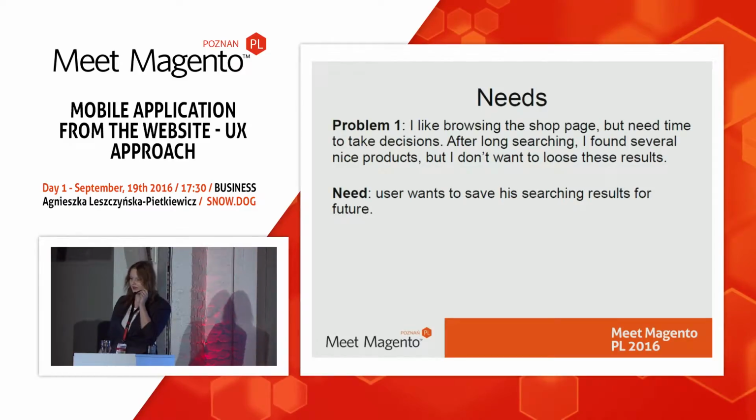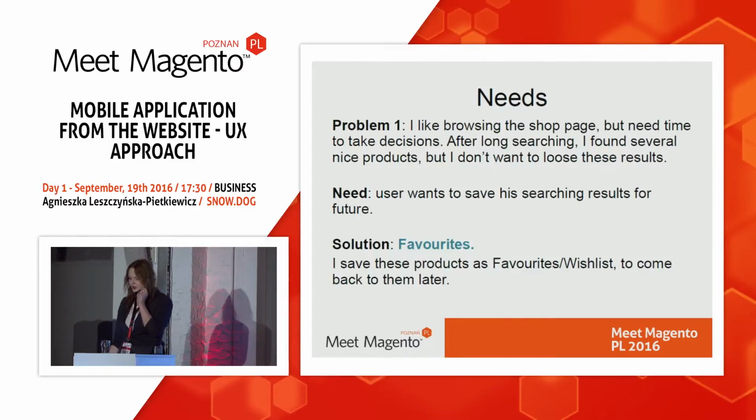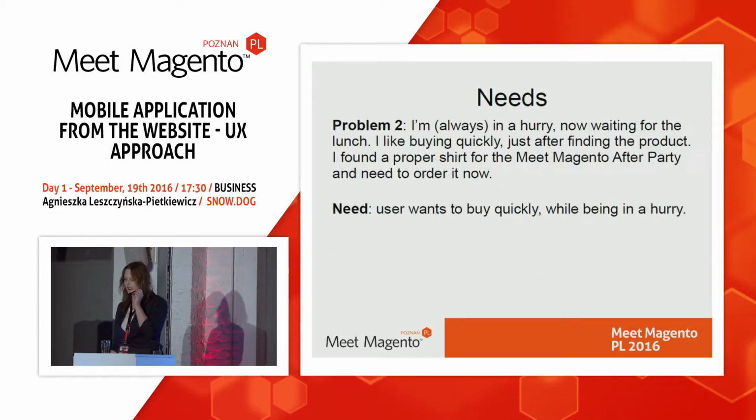For example, I like browsing the shop page, but I need time to make decisions. After long searching, I found several nice products, but I don't want to lose these results. So my need is, I want to save my search results for the future. The solution is to create favorites, which is a functionality that actually solves the problem. So it came from the user. It's not that we want to have favorites just because. It's just because people need such a thing.